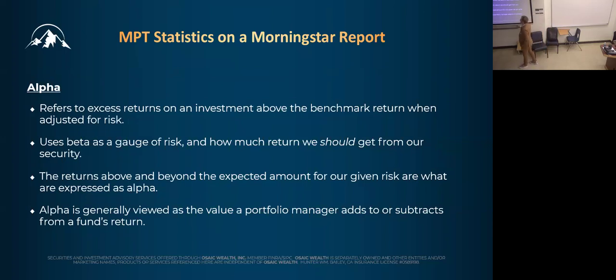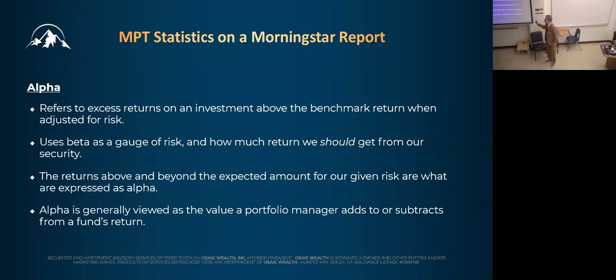So let's go through these definitions a little bit. It refers to excess returns on an investment above the benchmark return when adjusted for risk. So it uses beta as a gauge of risk and how much return we should, in theory, get from our investment. The returns above and beyond the expected amount for our given risk are what are expressed as alpha. So usually when you hear the word alpha, it's viewed as the value a portfolio manager adds to or subtracts from a fund's return, because it can be negative. If you have negative alpha, you're essentially underperforming your risk level or the benchmark or whatever the case may be.